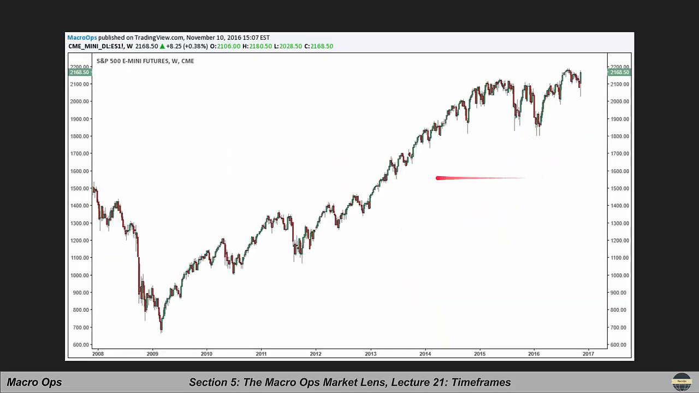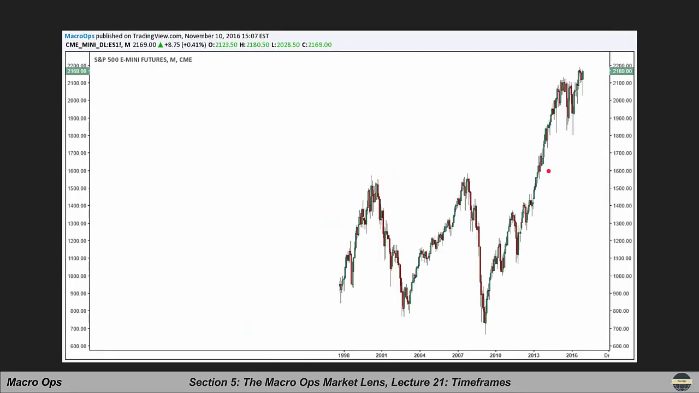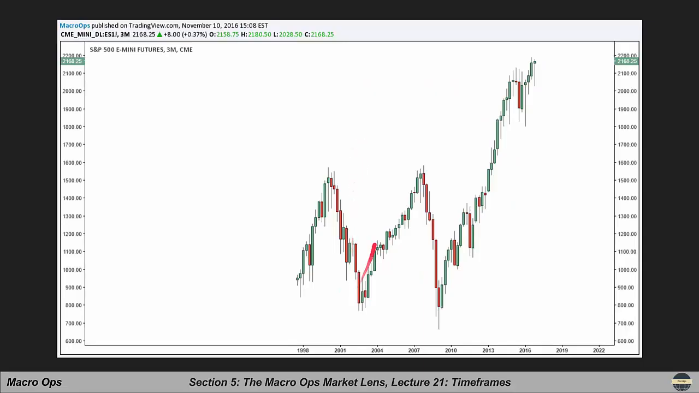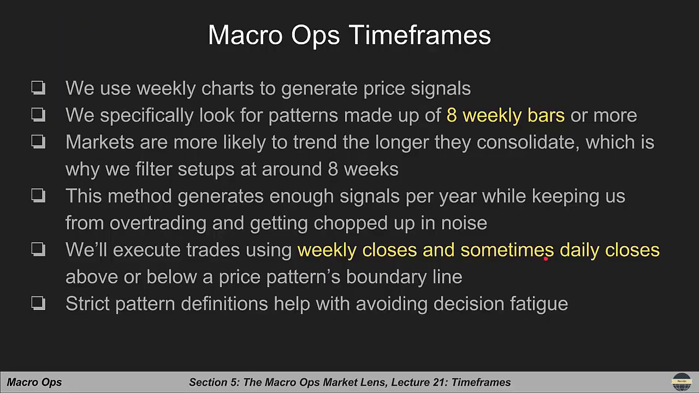Whereas we back out on the weekly, now we get much more clarity. So the trends are clear, the consolidation zones are clear, and it's just a little bit easier to tell what's going on in the chart. And then finally, monthly, the clarity improves again. And then quarterly, we have the most amount of clarity. So we focus on weekly charts, and we feel like that gives us a nice blend of clarity and the amount of signals per year.